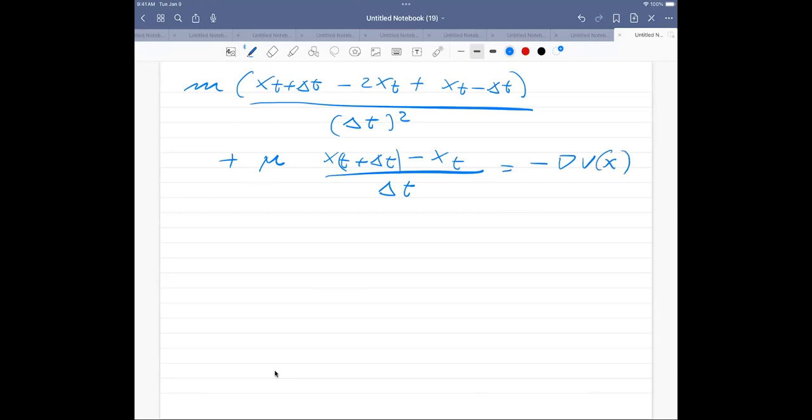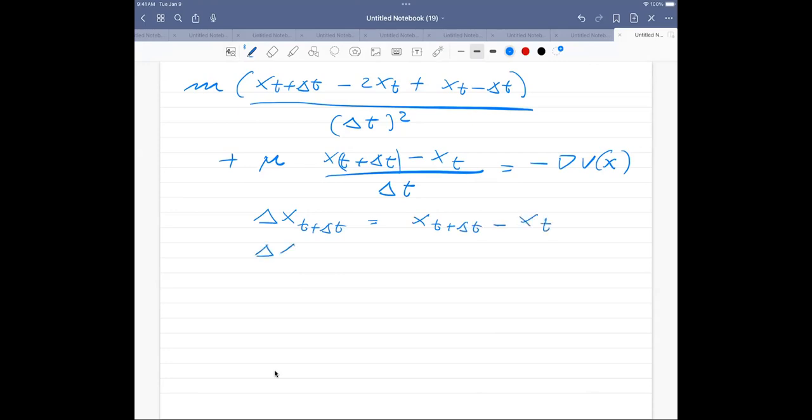And then I make a definition of a new quantity. So I define delta x of t plus delta t. This is the difference between x of t plus delta t minus x of t.